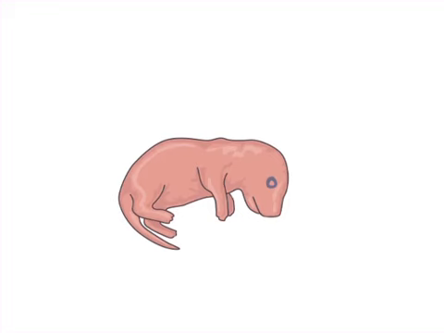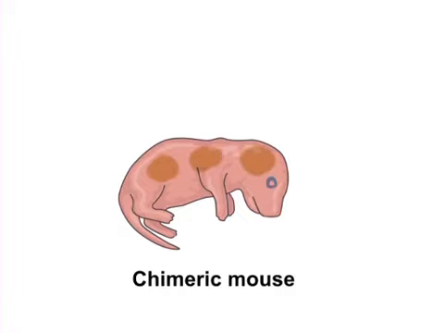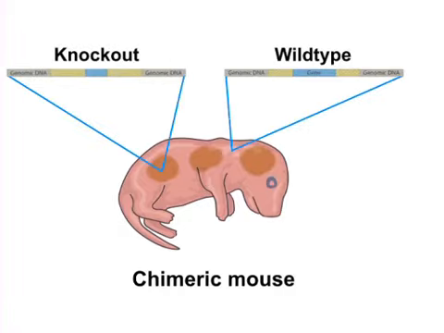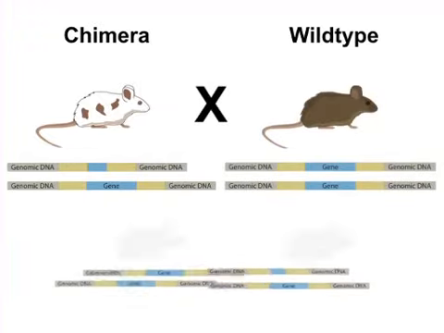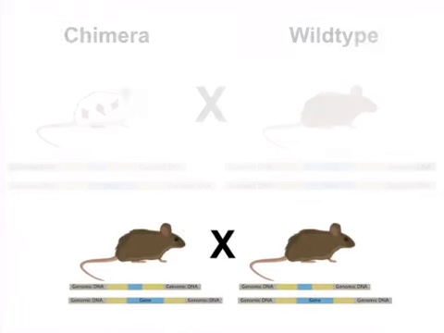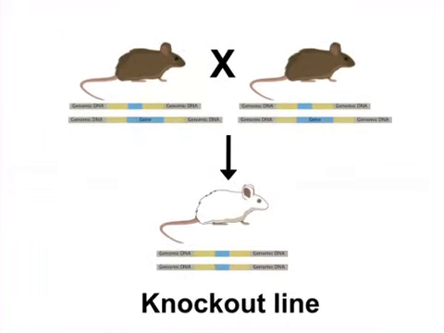The resulting pups will be chimeras, which are composed of both wild-type and knockout cells. Some chimeras will have knockout cells within their germline, which will transmit the disrupted gene when they are bred, which will then establish a new knockout line.